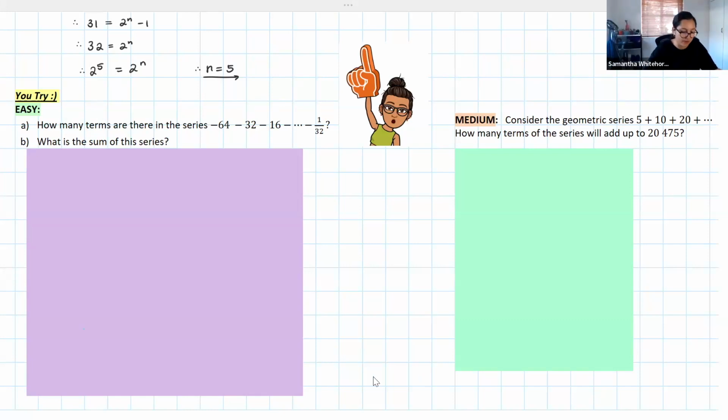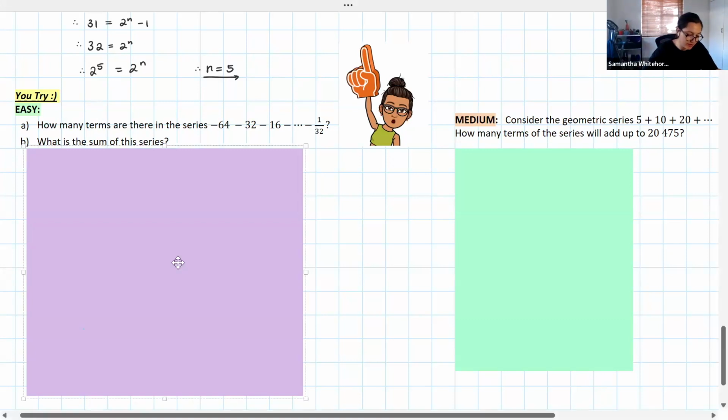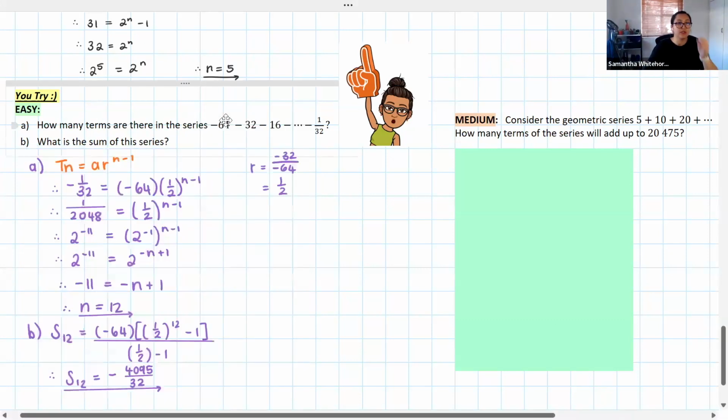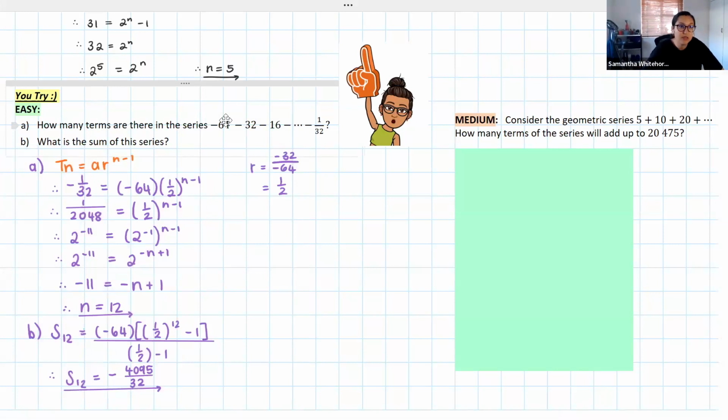Okay, grade 12, let's have a look. All right, so if we have a look at the easy one first, your two questions here. The first was asking you how many terms were there in the series. So you use your TN formula, just like we did in the example before, example 3. And then question B was asking what is the sum of the series. So because you knew how many terms were in the series, you could then go and work out the sum of the series. So there were 12 terms, which means that you needed to add the first 12 terms together.